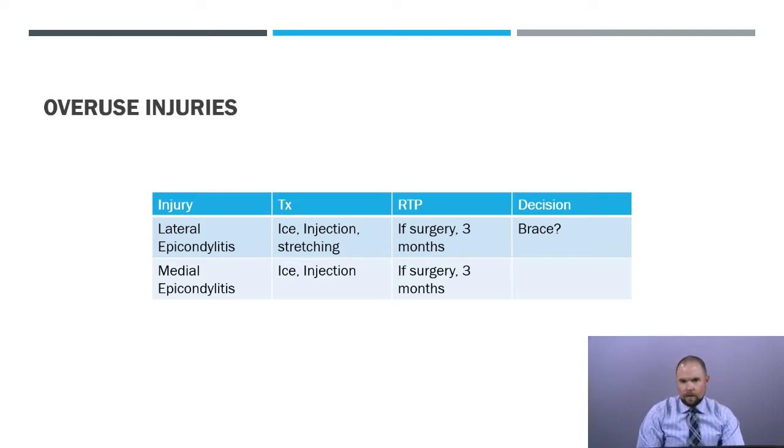With lateral epicondylitis, I always tell patients that once you get this, it's going to be something that you're going to have to deal with. Typically, over and over again, you're just more prone to getting this again once you've already had it.